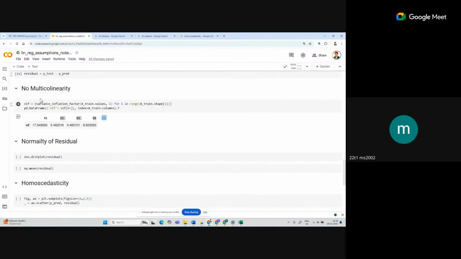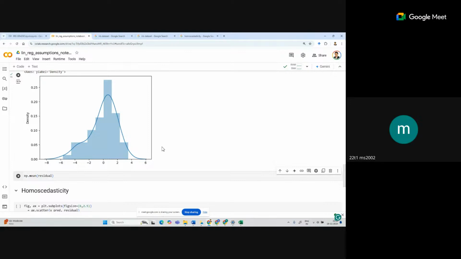This is the first test that you can do for multicollinearity. Next one is you plot the residual. And how does it look?